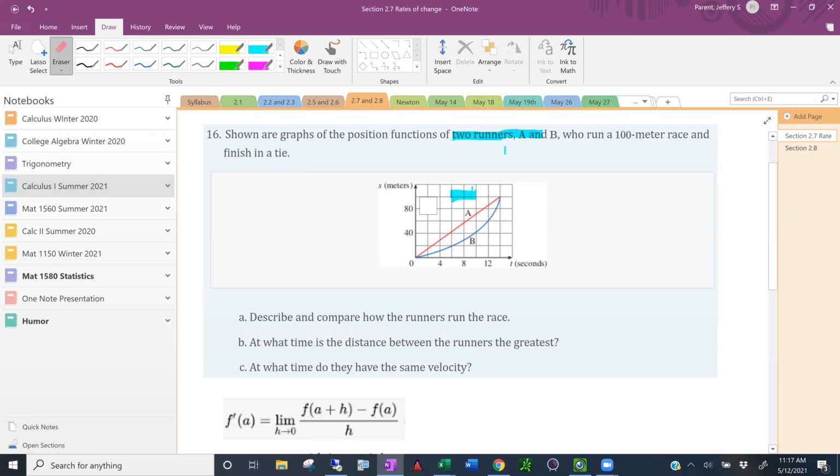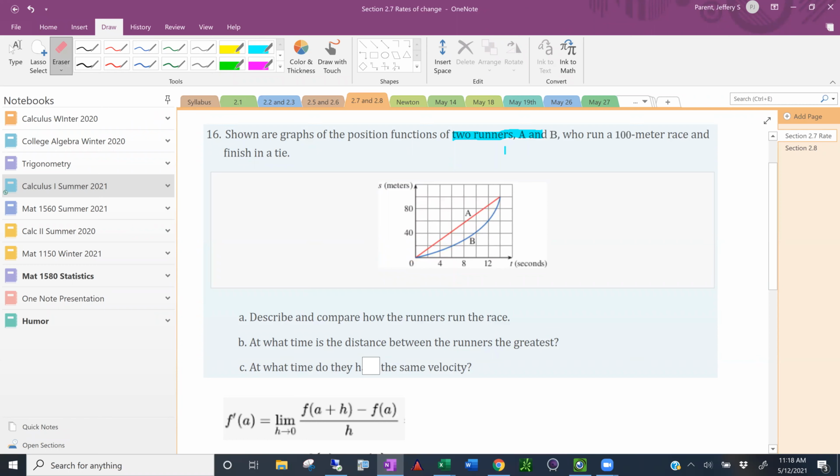So what's going on with runner A? How does he run the race? A steady pace. Yeah, steady pace, just straight out steady through the whole race. In comparison, runner B starts out how? He starts slow and then finishes fast. Starts slow, but finishes strong. Excellent. So definitely different styles of running the race. You get to the same point at the same time when it's all done, so they finish in a tie. That's great.